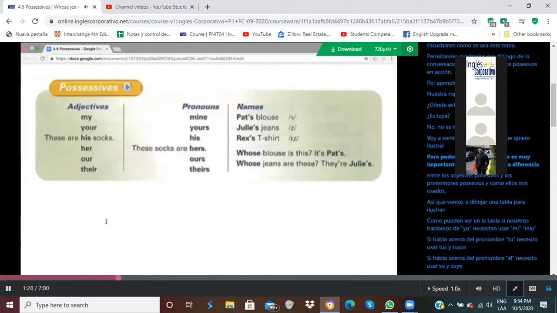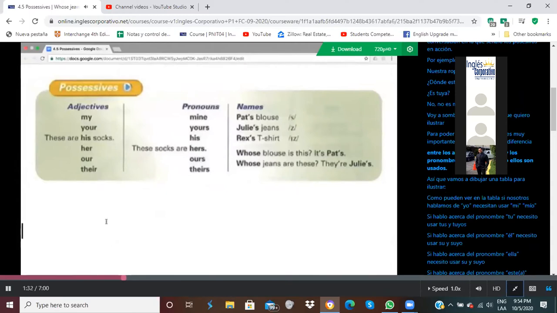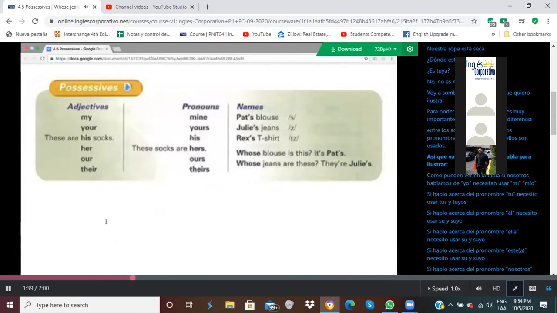I'm going to highlight those possessives that I want to emphasize. In order to understand this topic, it's important that you understand the difference between possessive adjectives and pronouns and how they are used. So I'm going to draw a little chart to illustrate that.